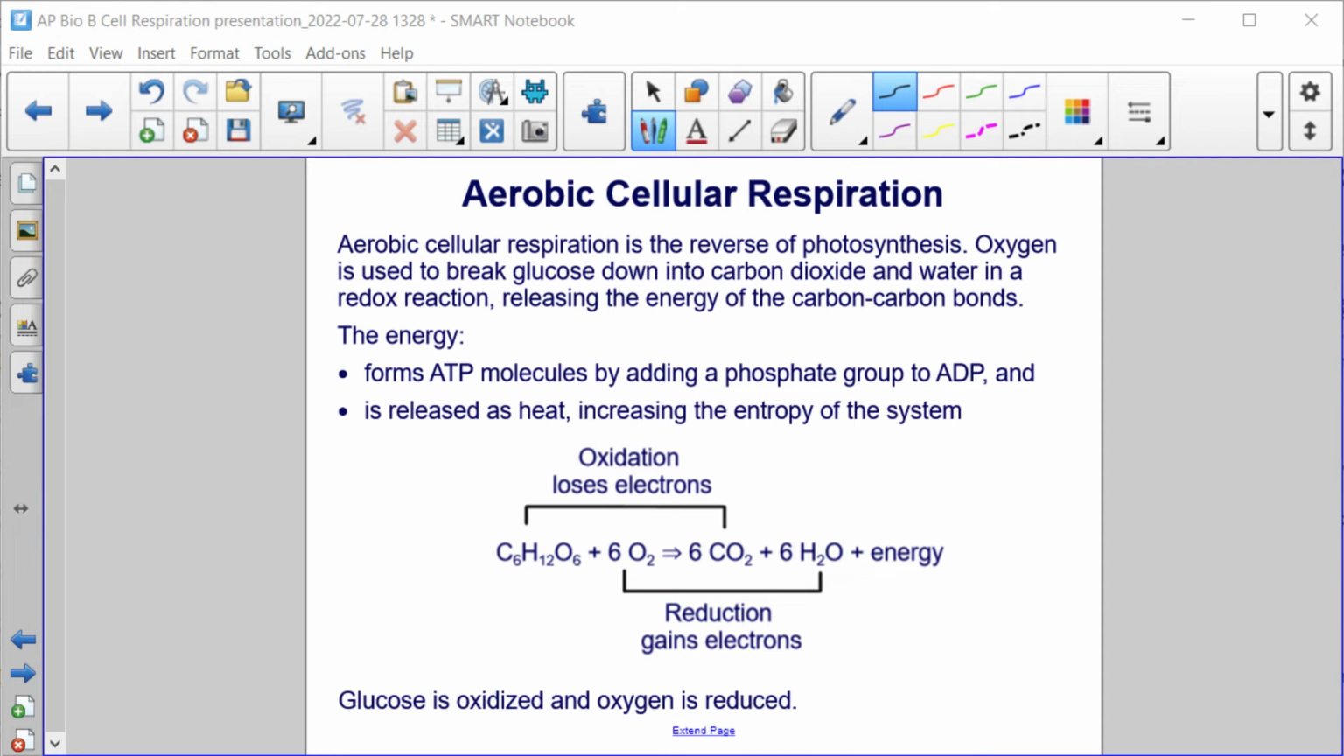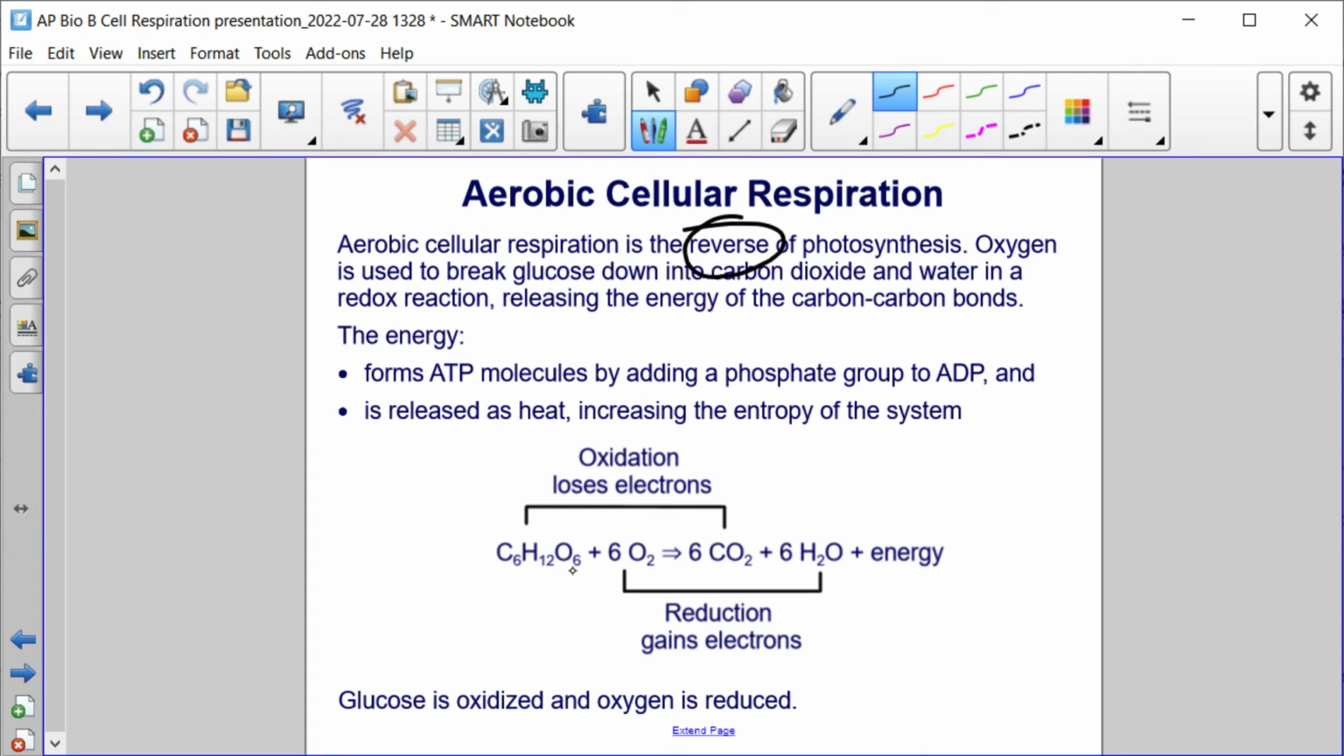Aerobic cellular respiration is the reverse of photosynthesis. Oxygen is used to break glucose down into carbon dioxide and water in a redox reaction, releasing the energy of the carbon-carbon bonds. You can see this reaction written here.